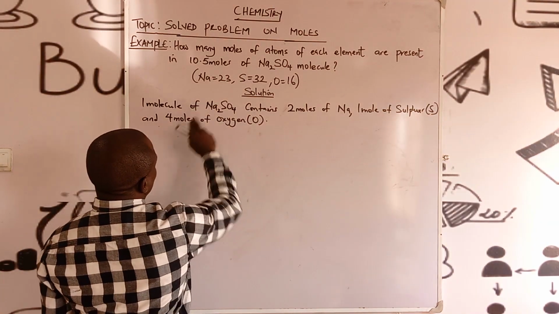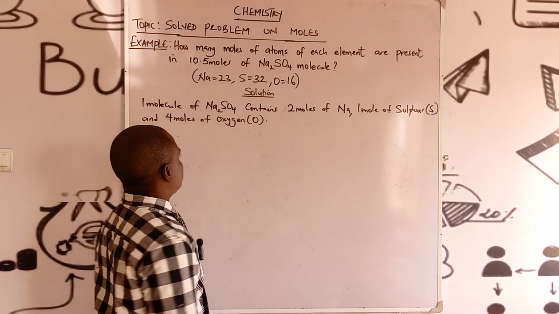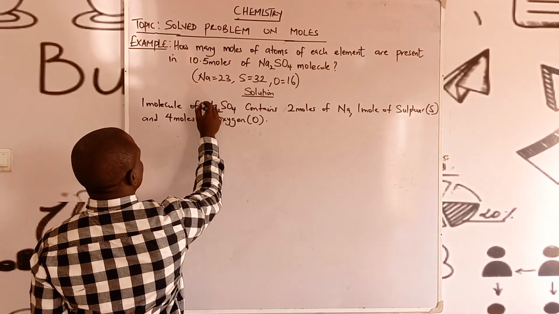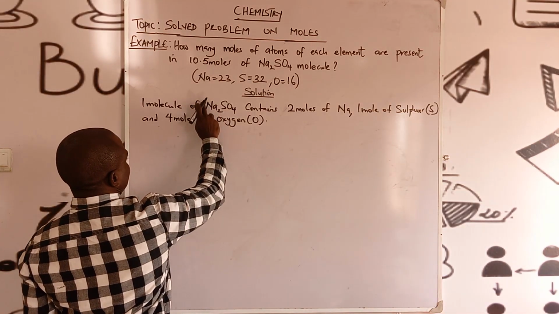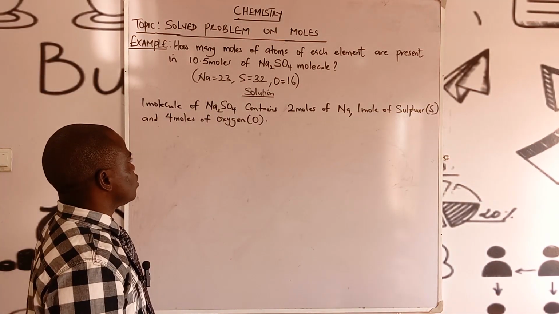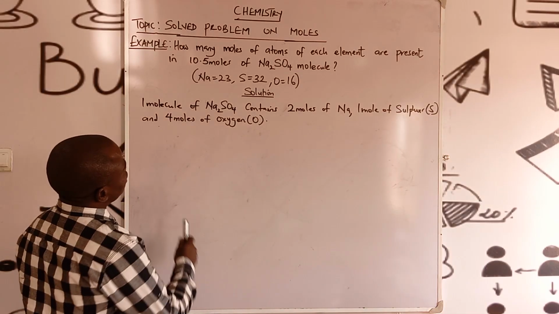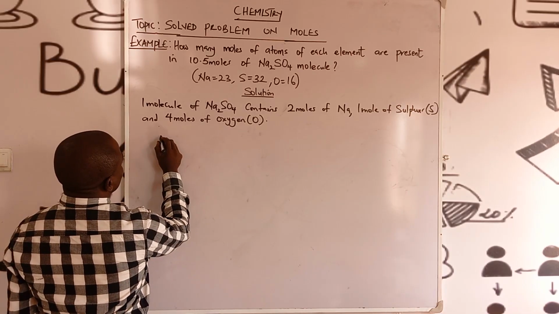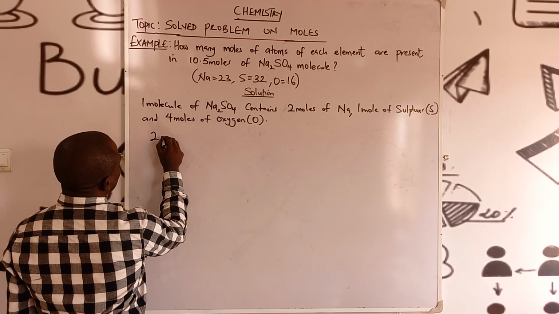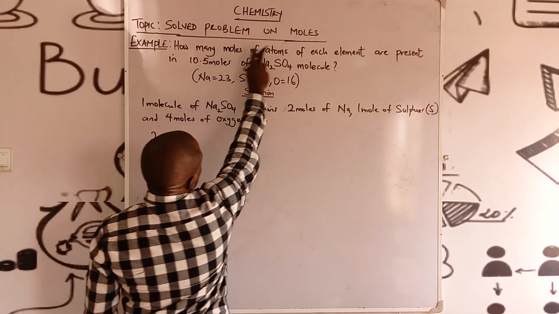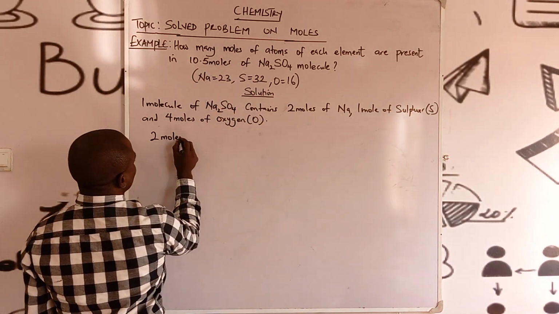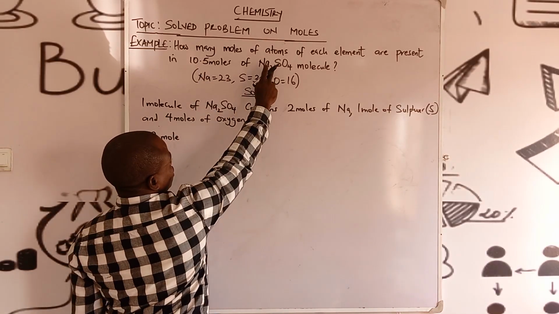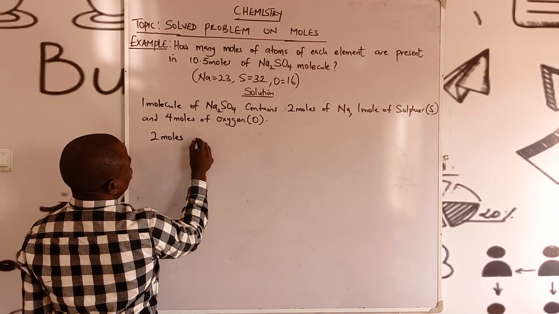Now you want to relate them together. We will have 1 molecule of sodium tetraoxosulphate 6 here, because there's 1 here, 1 molecule. If it is 2 molecules, there will be 2 here. You want to know the number of moles of atoms of each element present in 10.5 moles of this.